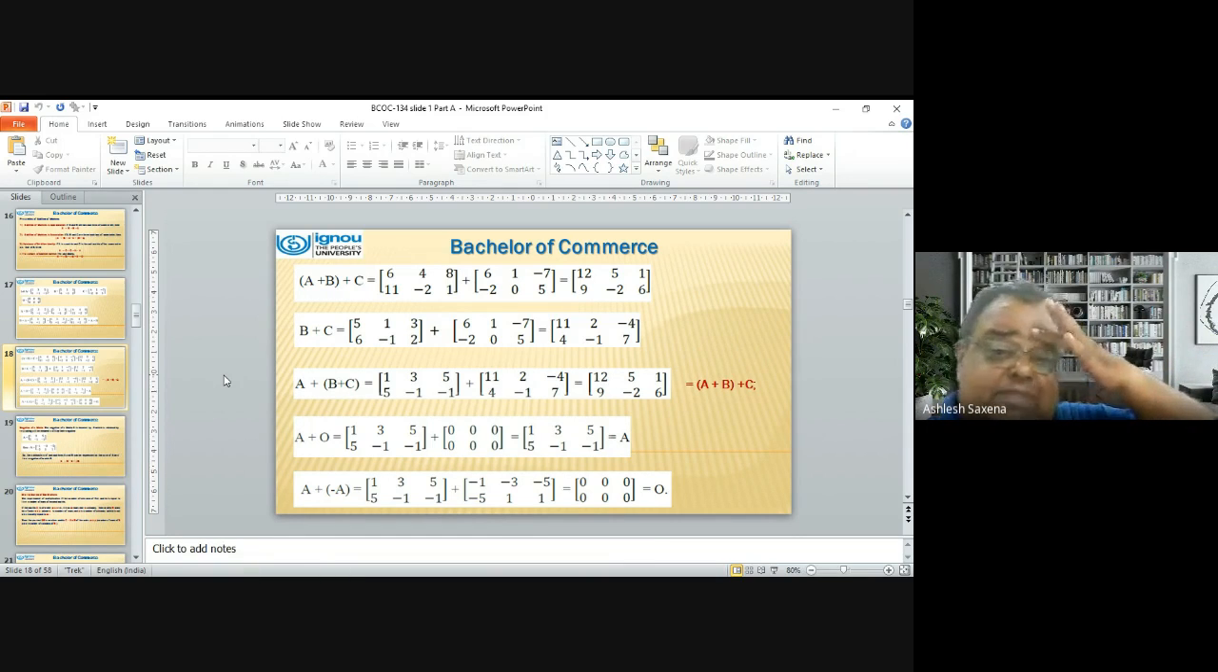Then comes your A plus 0. A plus 0 will remain the same. We will be adding 0 to all the elements. It will remain as the original matrix A.